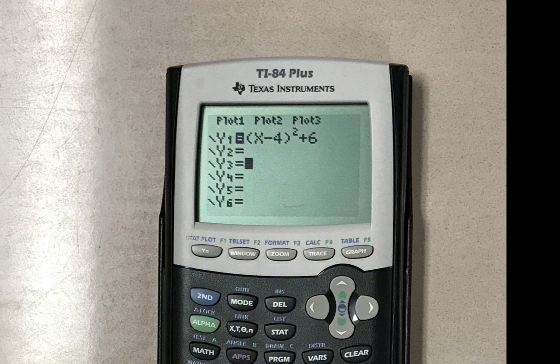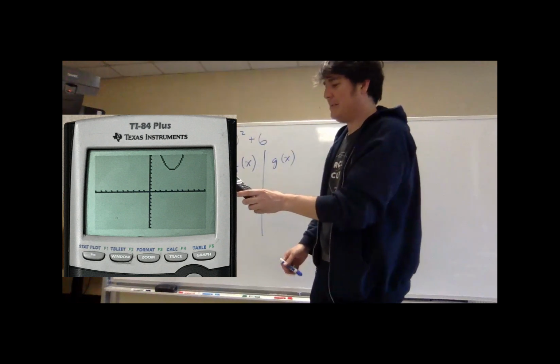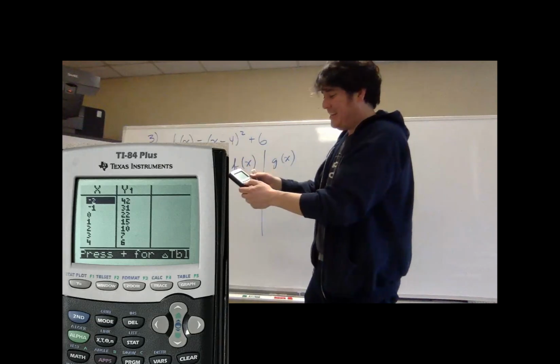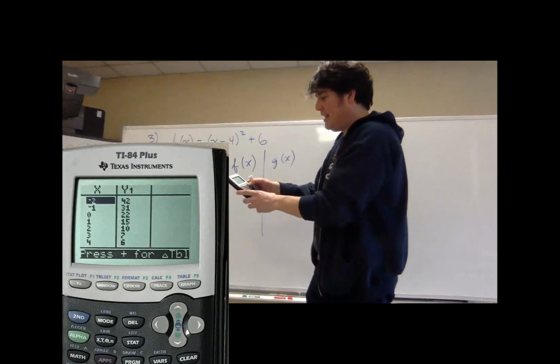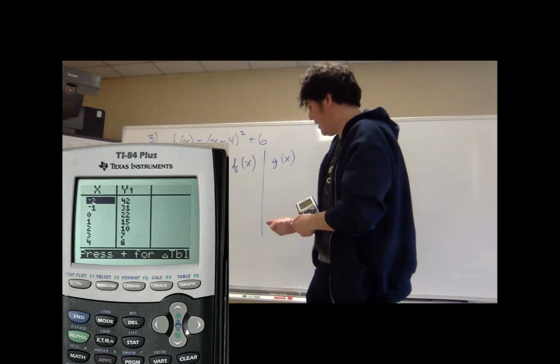So I'm going to go right to my calculator. We've got (x minus 4) quantity squared plus 6. If I hit the graph, we can see looking at it that we get a vertex up in the right-hand corner. So I'm looking at my table here, and I can see that the vertex looks like it's at (4, 6) for f of x.